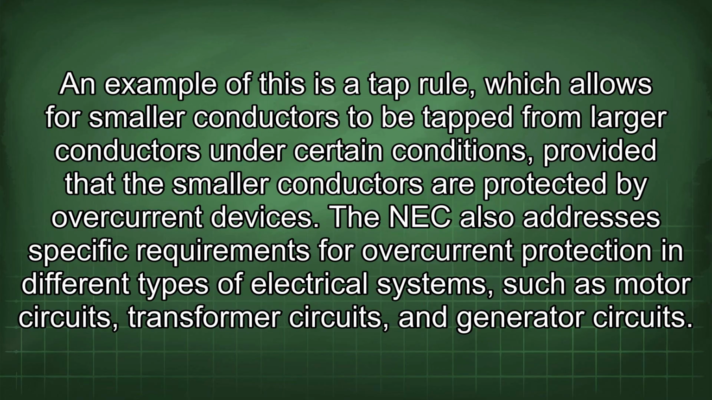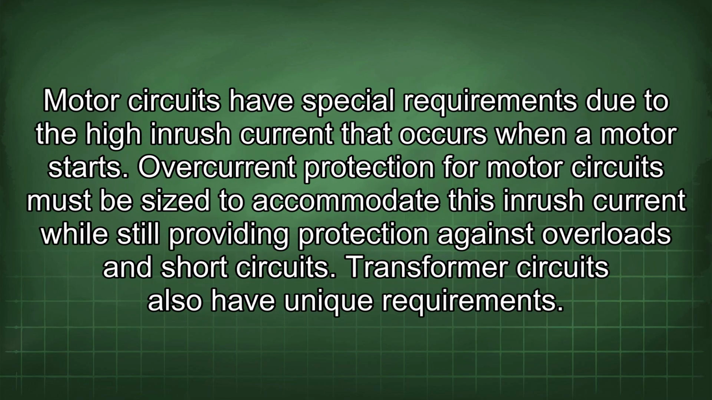The NEC also addresses specific requirements for overcurrent protection in different types of electrical systems, such as motor circuits, transformer circuits, and generator circuits. Motor circuits have special requirements due to the high inrush current that occurs when a motor starts. Overcurrent protection for motor circuits must be sized to accommodate this inrush current while still providing protection against overloads and short circuits. Transformer circuits also have unique requirements.